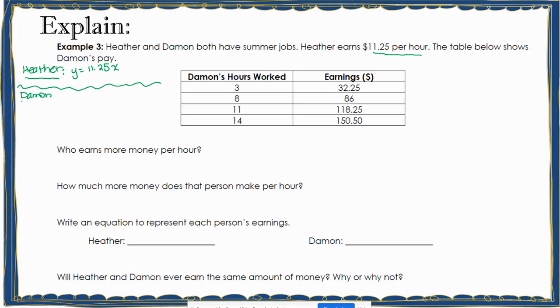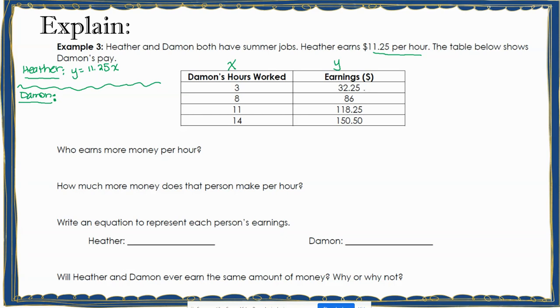Well, we need to find his rate of change. And in this case, rate of change is going to represent slope or the unit rate. And that means that is what Damon earns every hour. So to figure that out, we need to look at his table. Well, this table doesn't say X and Y, but we know that our first column represents our X values. And we know that our second column represents our Y values.